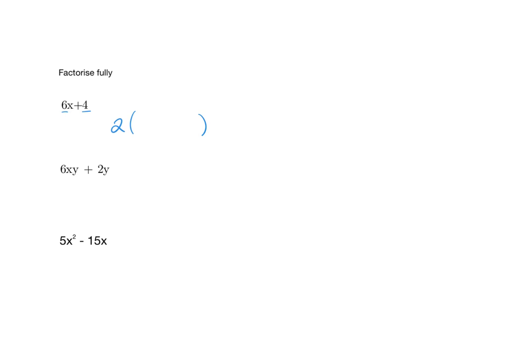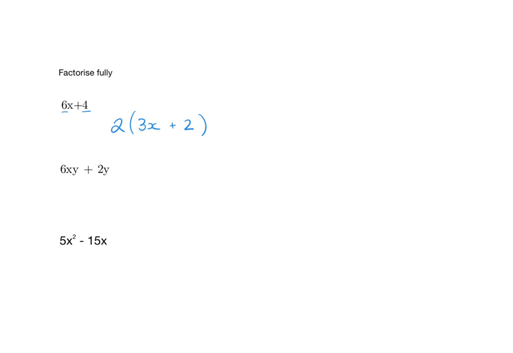Now what I need to find is what multiplied by 2 gives me 6x. Well, 2 times 3x is equal to 6x. So I'm going to put that in my bracket. And then I'm going to say 2 times what gives me 4. And that's going to be 2 times 2. So I'm going to put the 2 in my brackets.